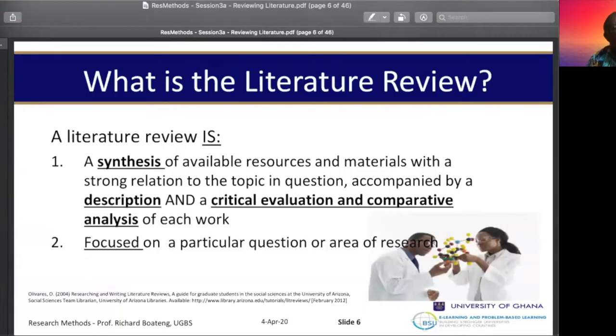Remember, we defined literature review as a synthesis of available resources and materials with a strong relation to the topic in question, accompanied by a description and a comparative analysis of each work. And we explained that the definition of literature review tells us the process of literature review, because every literature review starts from a topic that you have. When you have a topic, then you are able to select the right materials and then do the synthesis.